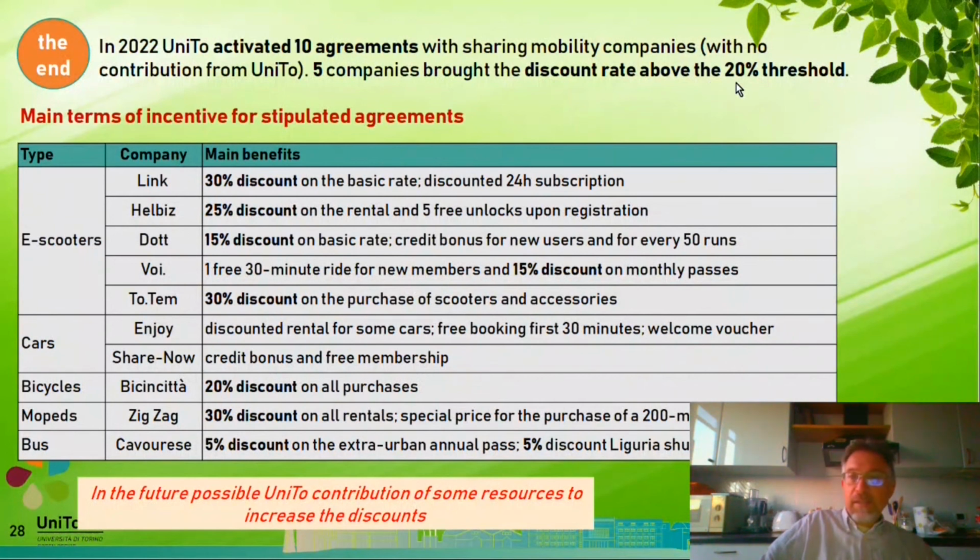The only thing that remains to say is that in the future, the university administration could consider some contribution in economic terms so that these incentives can be even more attractive to the community.